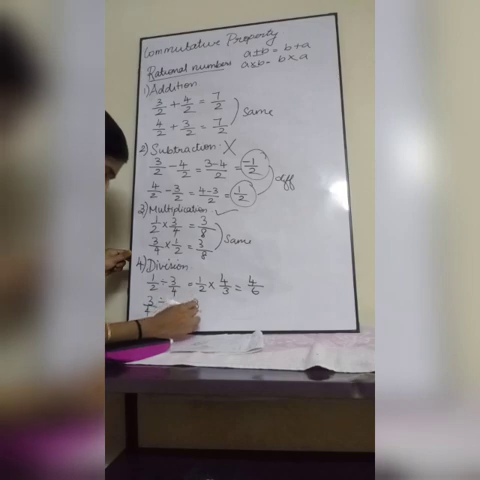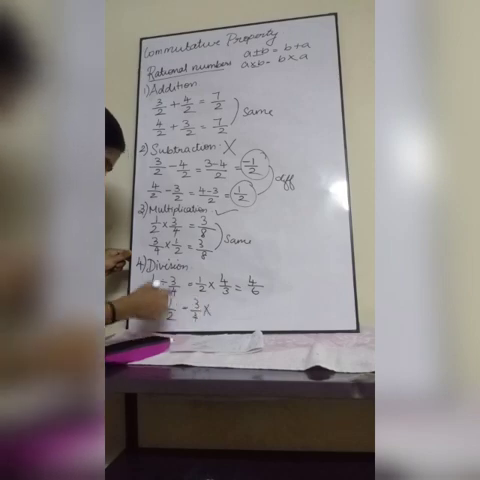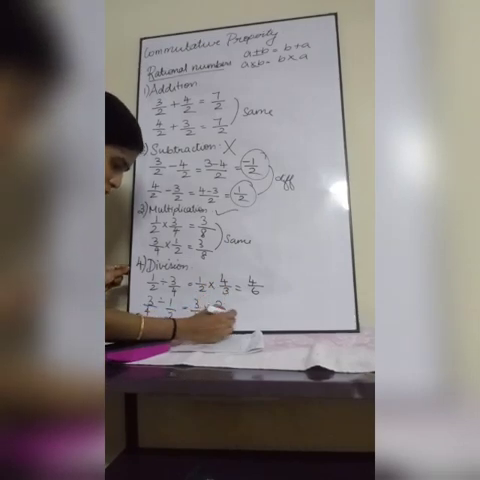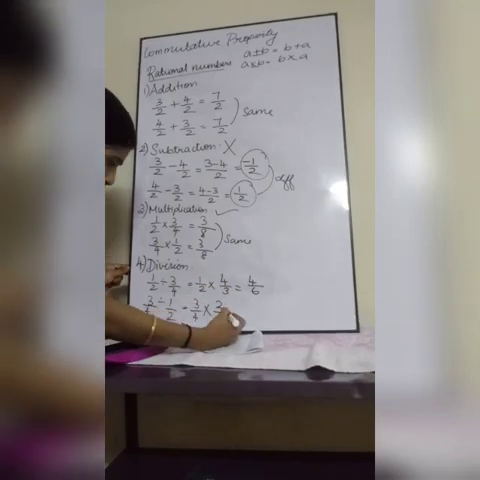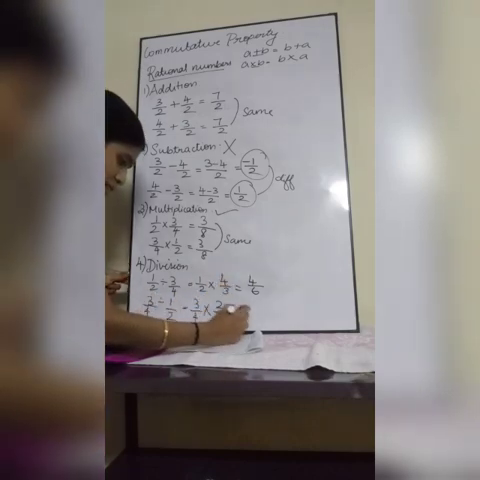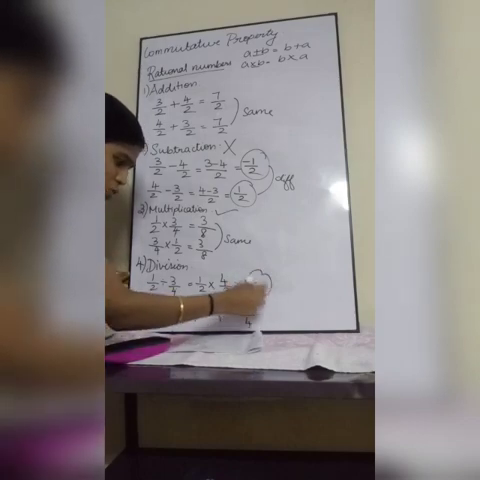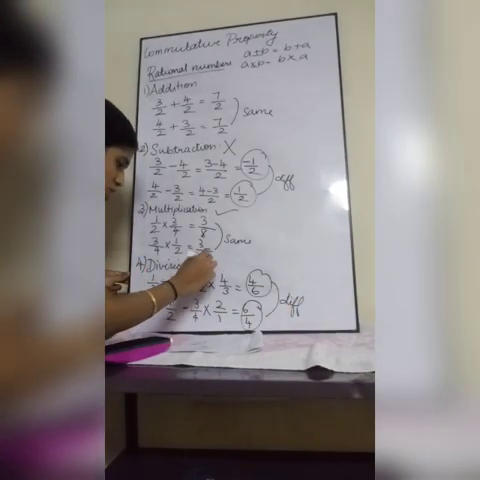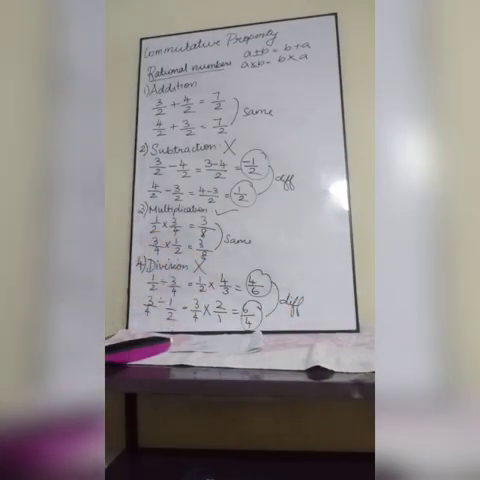So 3 by 4 multiplication, because you are going to do the reciprocal, 2 by 1. 1 by 2 will become 2 by 1. Here 3 by 4 will become 4 by 3. Now 3 2s are 6, by 4 1s are 4. So whether these two are same? No, they are different. So rational numbers are not commutative under division.